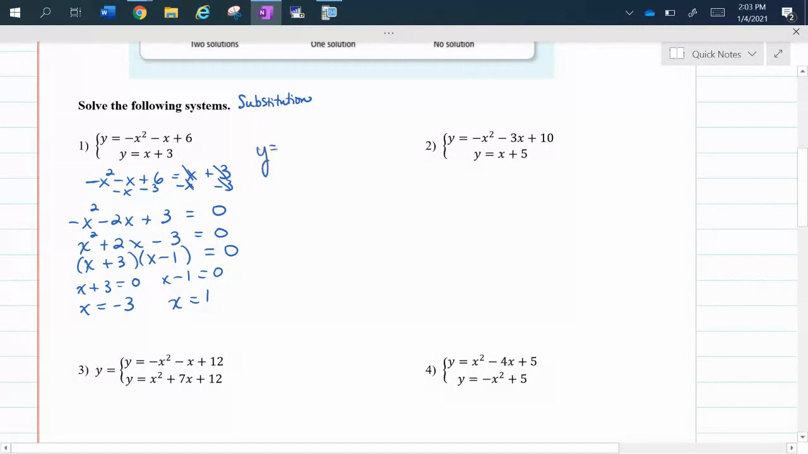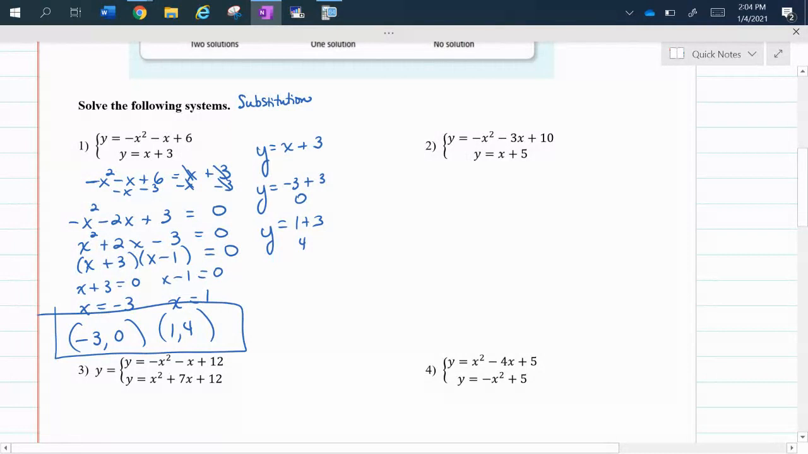So I'm going to plug the x value back into one of the equations. y is equal to x plus 3 is obviously the easier one to plug it back into. So y is equal to negative 3 plus 3, which is 0. My first ordered pair would be negative 3, comma 0. And y is equal to 1 plus 3, which is 4. So my second ordered pair would be 1, comma 4. Okay, that's not too bad. And it wasn't too bad because my quadratic equation factored, so we got some nice pretty answers there, didn't we?